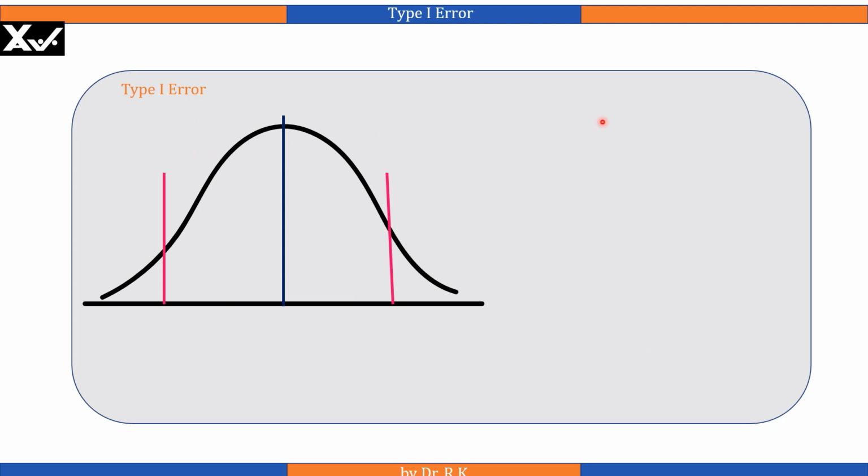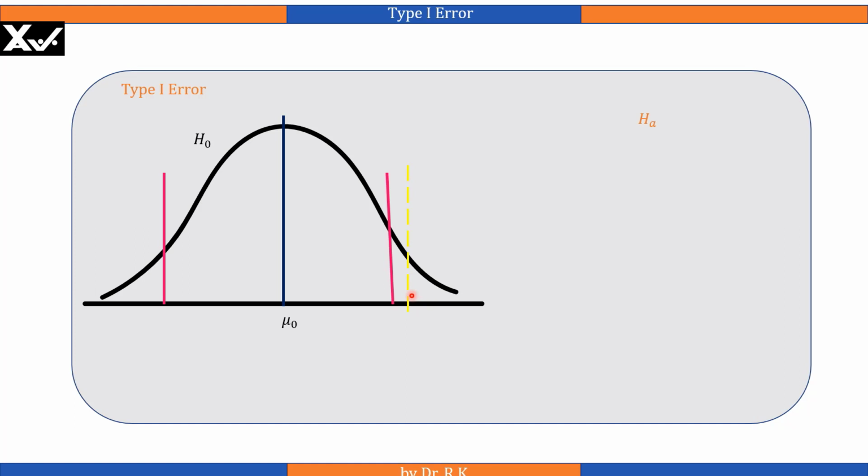Now we will visualize type 1 error. H0 is null hypothesis, HA is alternative hypothesis. If H0 is true, then this is a distribution with mean mu naught. Red lines indicate alpha regions. The test value indicates the yellow line and the area to the right of the yellow line is P value, which is lower than the alpha region. Alpha region is 5%. Therefore, we reject the null.